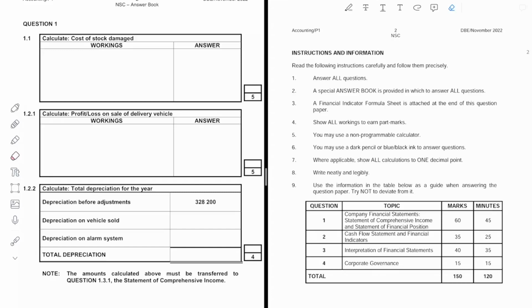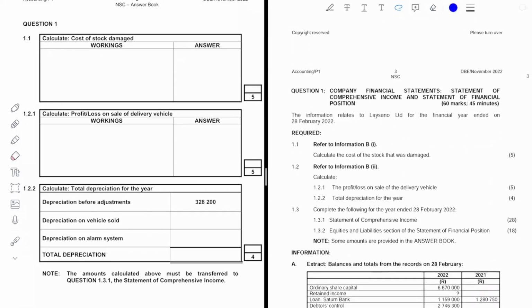So today we have quite an exciting question from the NSC 22 accounting paper 1. It's a question on company financial statements, the statements of comprehensive income and the statements of financial position. We allocated 60 marks for this question and 45 minutes in which to do it. So without further ado, let's just dive right into the question.